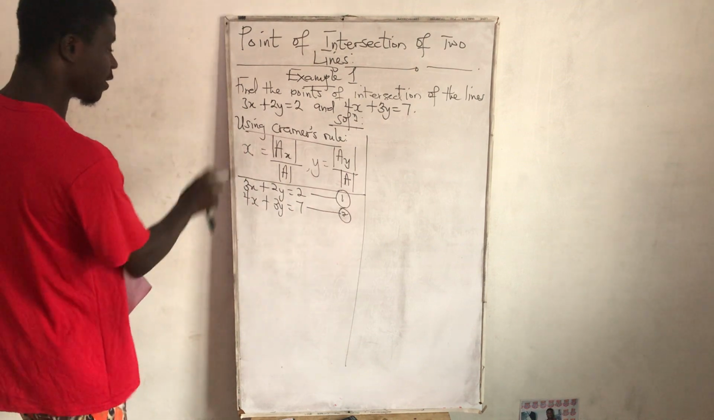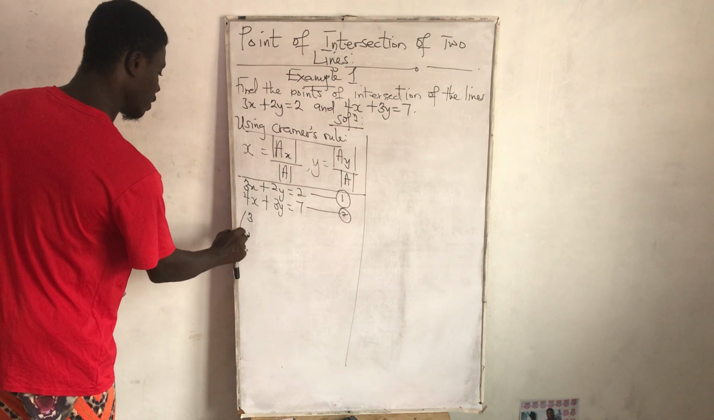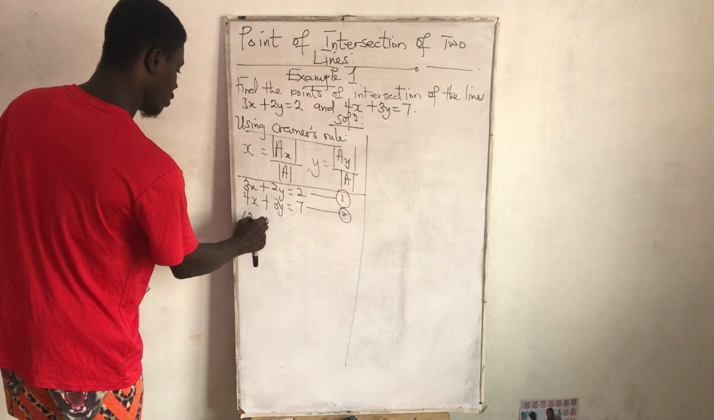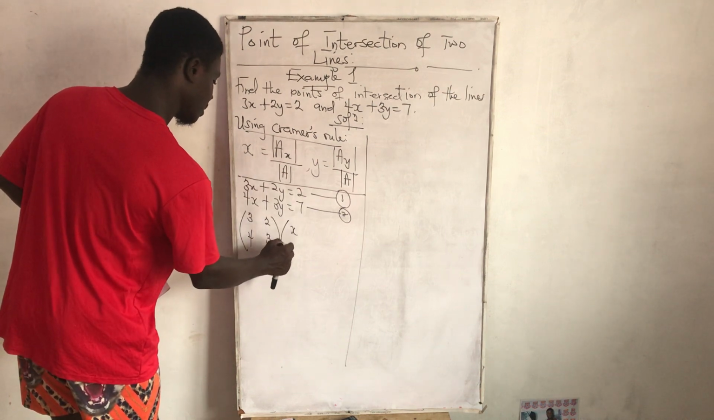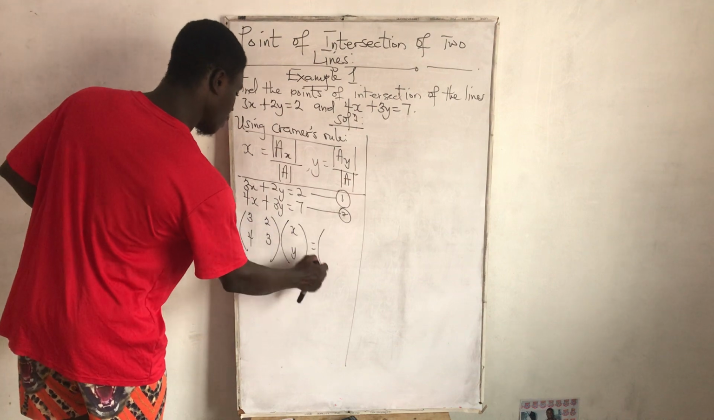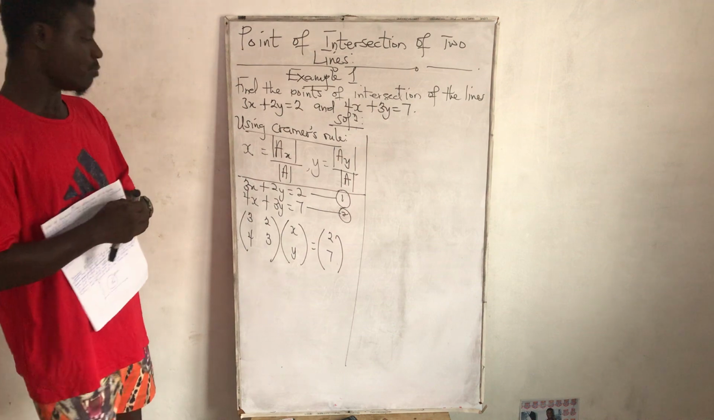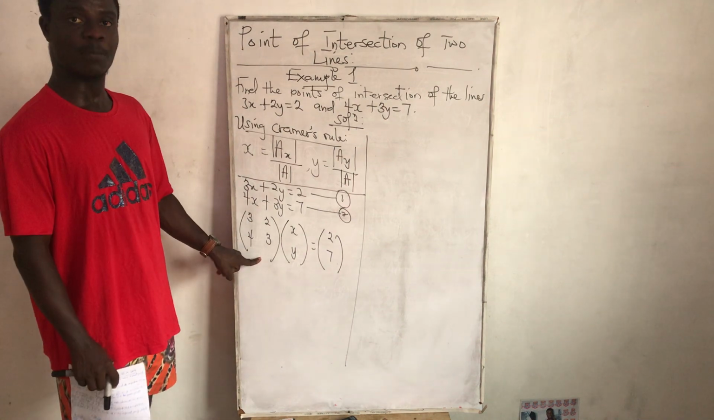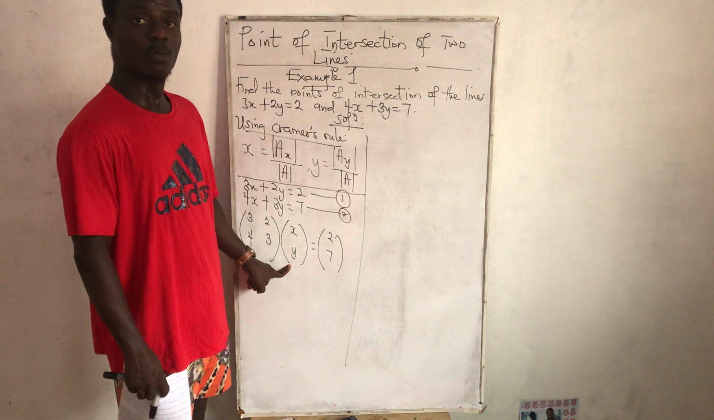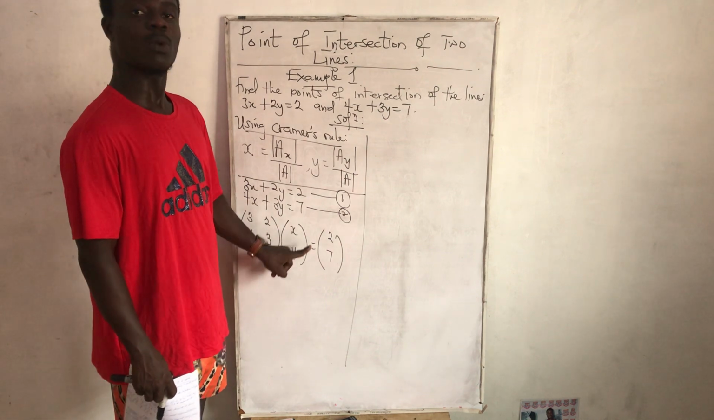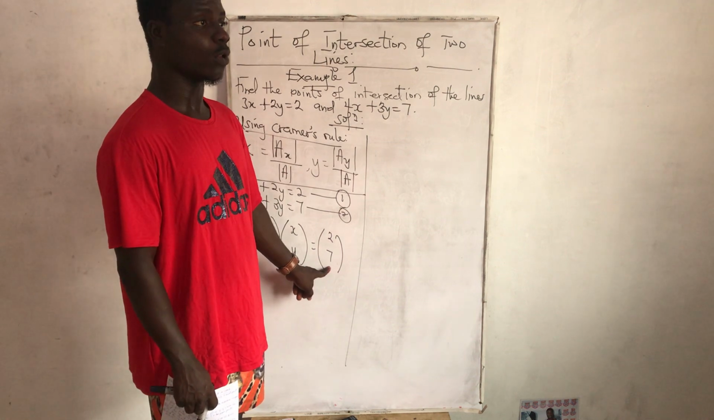So now, let's deduce our matrix. So we have 3, 4, then 2, 3, right? We are just writing their coefficients. Multiplying x, y, which must be equal to 2, 7. In matrix form, this one is a square matrix, a 2 by 2 matrix. Then this one is a column matrix, so that's a 2 by 1. Then this one too is a column matrix.